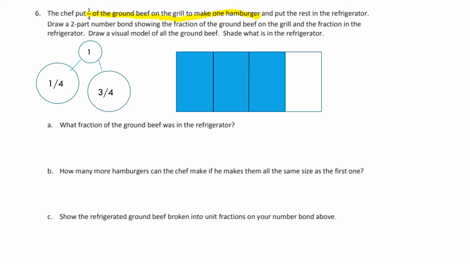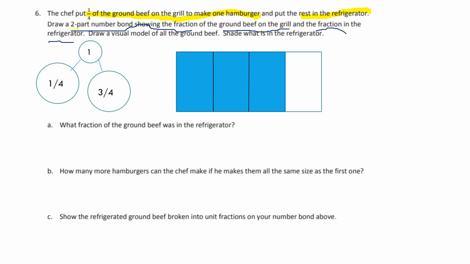So we need to make a 2-part bond. Sorry, can't see that. Let's do a darker color. A 2-part bond, number bond, showing the fraction of ground beef on the grill and in the refrigerator. So we need to draw a visual model too, and shade what is in the refrigerator.